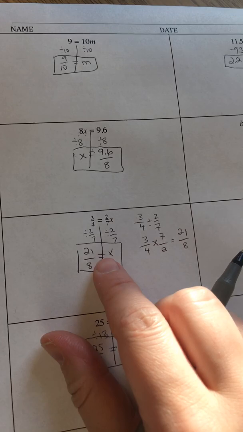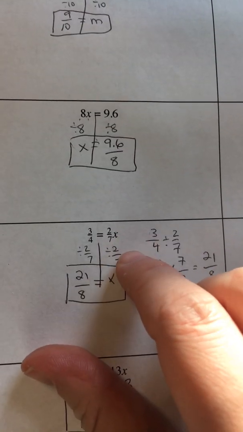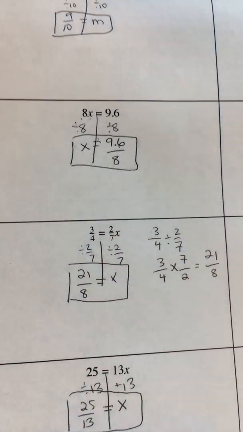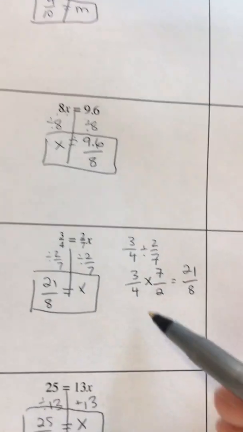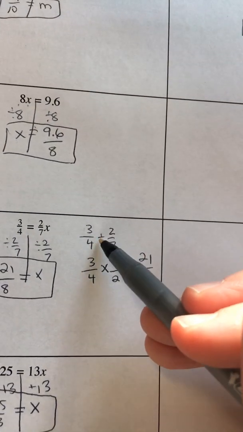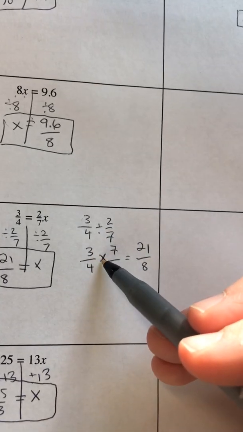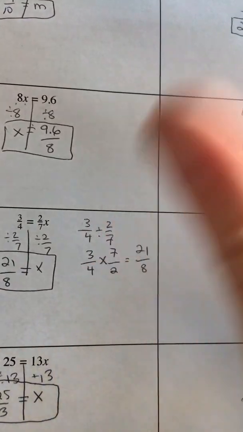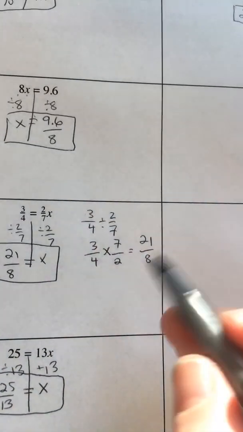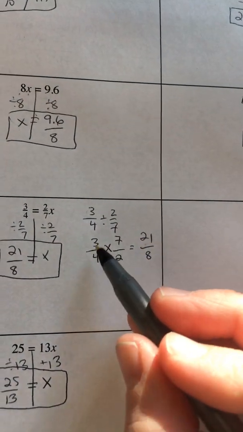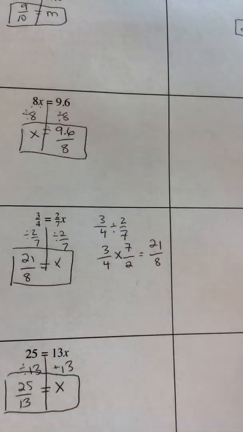So this one I think was the trickiest. If you're still stuck on this one, just remember you are dividing both sides by 2/7 because x is being multiplied by 2/7. And then you're doing fraction division. We know that dividing by a number is the same as multiplying by its reciprocal. So here's the answer that I get when I do 3/4 divided by 2/7.